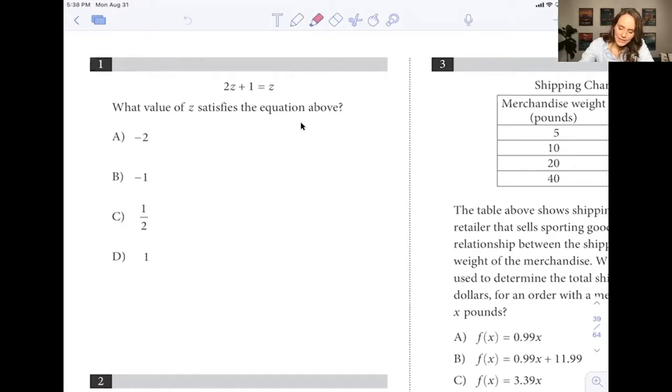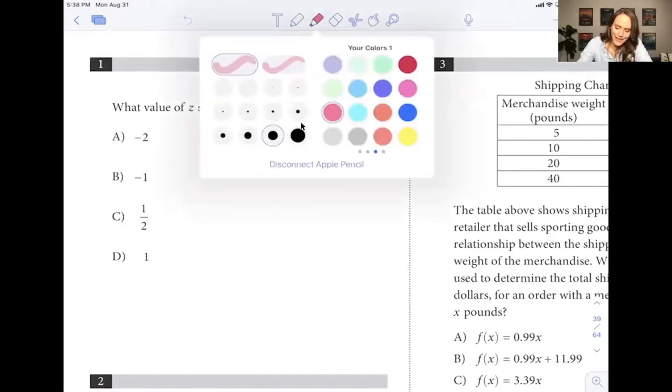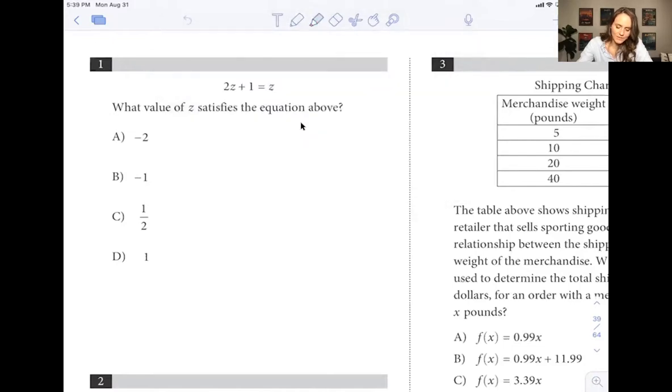I like keeping my variable positive at all times on standardized tests and even outside of standardized tests. So since I have 2z here, I'm just gonna leave my z on the left side and subtract z from both sides and subtract 1 from both sides, and that's going to give me z equals -1. And we're going to double check that this question actually asked for z, and it did, so we can just select B and move on there.